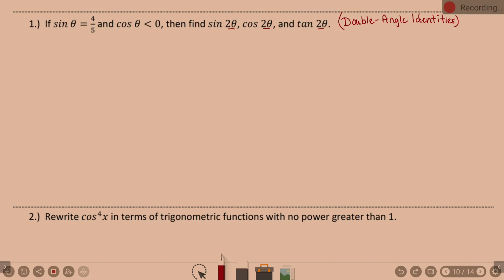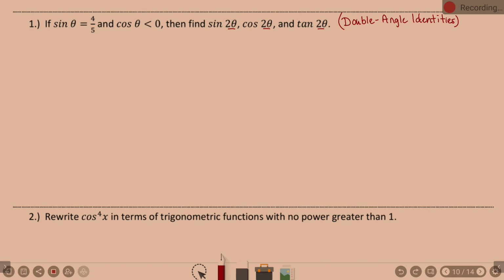Could you plug the 4/5 into sine, so sine of 2 times 4/5? No. We have to use our identity. Our identity for sine of 2 theta, or 2u, is 2 times sine u times cosine u. Well, 2 is 2. Sine u, we're already told, is 4/5. But we have to know cosine u to be able to use that identity.